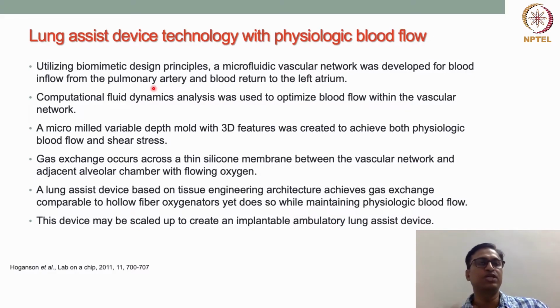They also used a respiratory membrane. A silicon membrane was used to act as a respiratory membrane, present in between this vascular network and, on the other side, a channel for the air passage, so that gas exchange can happen through the silicon membrane to this blood, and then the blood, after this gas exchange, can return to the left atrium.